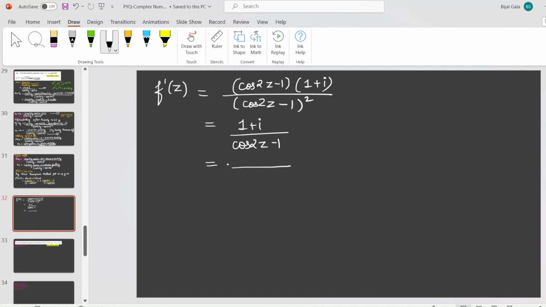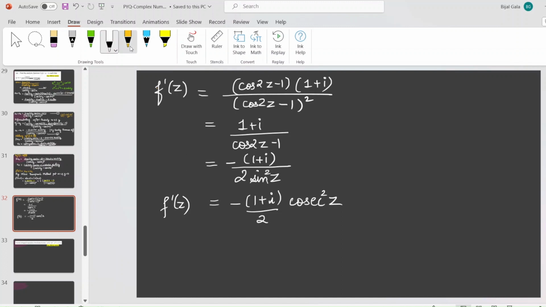But it's reversed, so we have a negative. So we have 2 sine square theta, which is going to be z, and it is going to become negative 1 plus i over 2 cosec square z. This is f dash. We are yet to find f. Okay. So to find f, we will now be applying integral on both the sides.